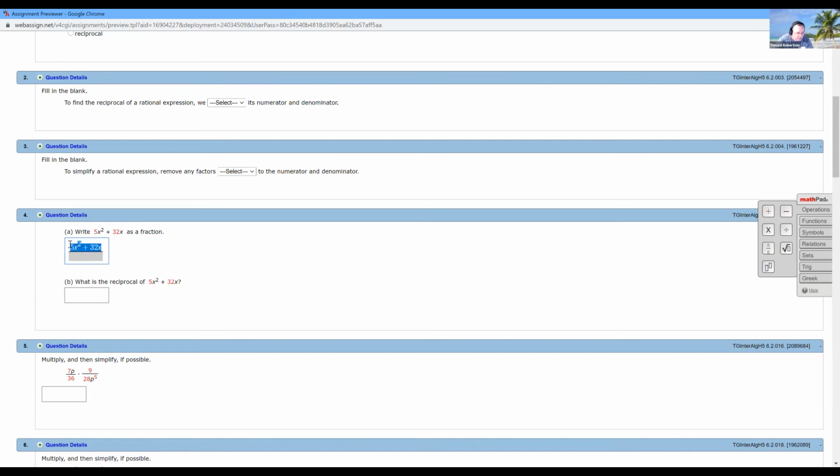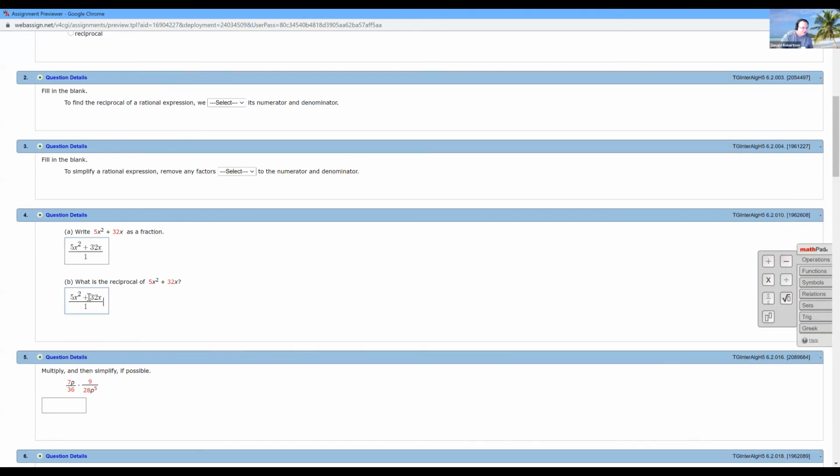I told you what. Oh, wait a minute. I'm okay. Phew. That is correct, right? That is as a fraction. Now, what's the reciprocal of it? Well, don't you take this fraction and you do just one thing? Don't you turn it upside down? That's what reciprocal looks like.